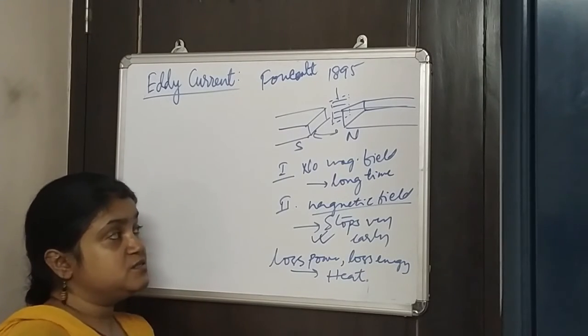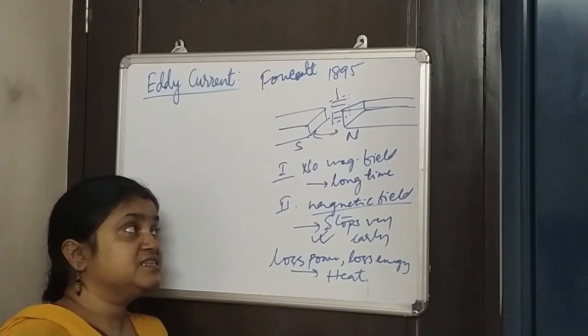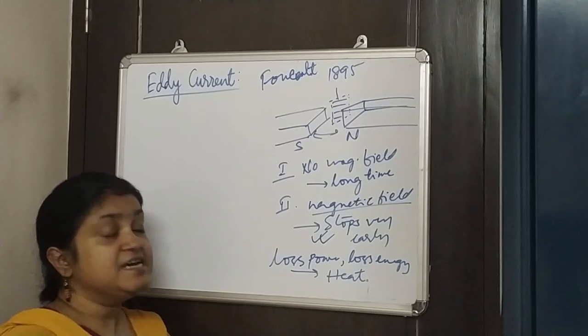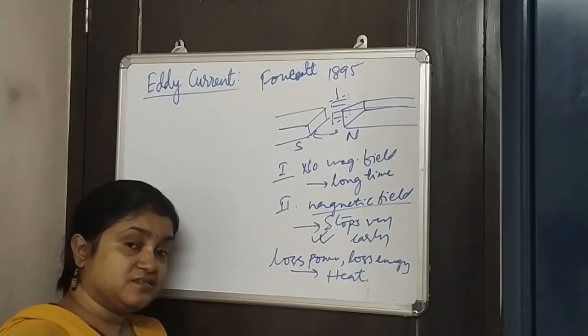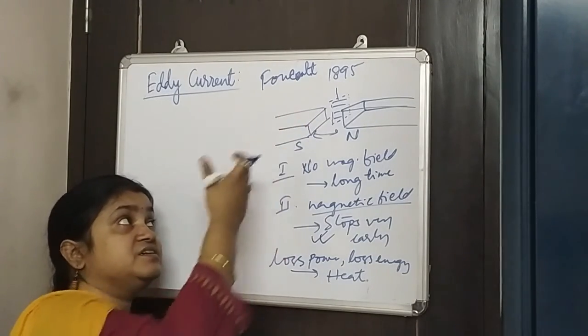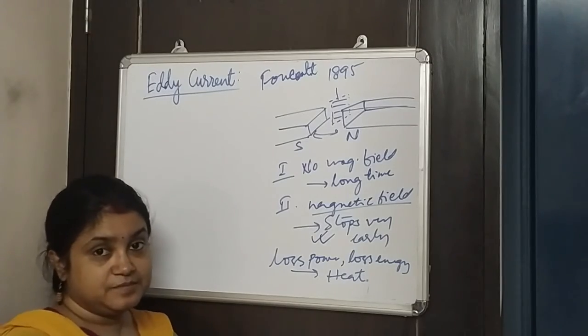So this is what eddy current is, and that's what we see. This current is due to the changing magnetic flux, or we can say that this is due to the EMF that has been produced, that is, the EMFs, because of EMF there is this eddy current in this particular material.